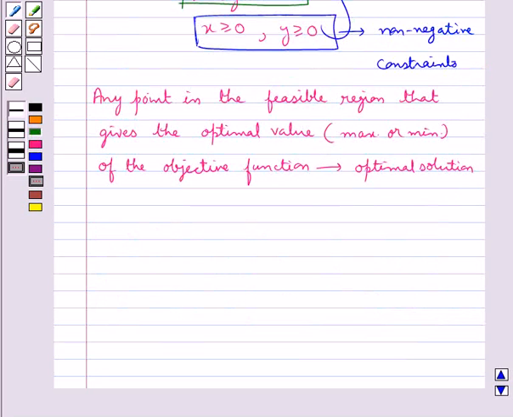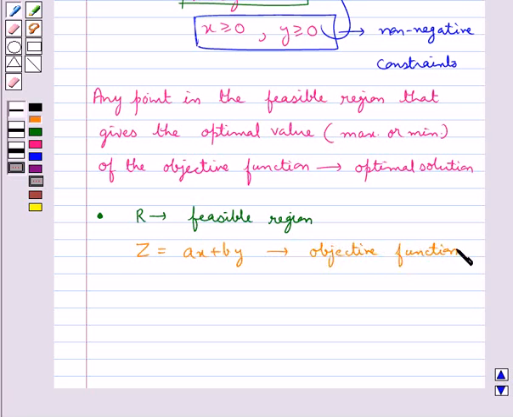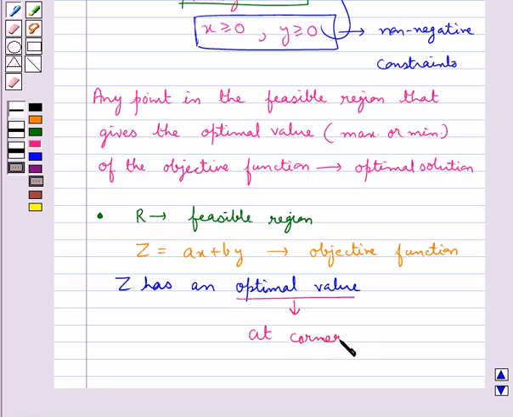Now we have two very important theorems used in solving linear programming problems. The first one says that if R is the feasible region for a linear programming problem, and let Z = AX + BY be the objective function, then when Z has an optimal value, that is the maximum or minimum value, where the variables X and Y are subject to constraints described by inequalities, this optimal value must occur at a corner point, or you can say vertex, of the feasible region.